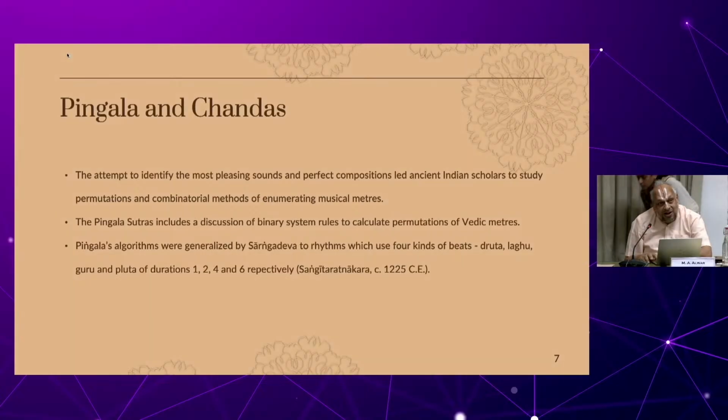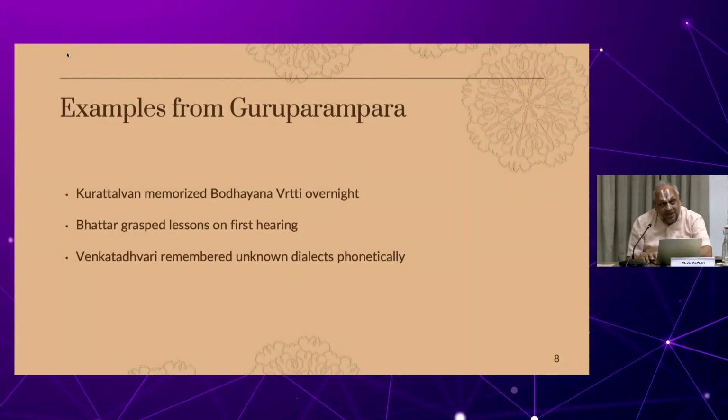The attempt to identify the most pleasing sounds and perfect compositions led ancient Indian scholars to study permutations and combinatorial methods of enumerating musical meters. The Pingala Sutras include a discussion of the binary system rules to calculate permutations of Vedic meters also. Vedic meters are quite different from the Laukika meters used by Kalidasa, Bhavabhuti, Bhasa, etc. in classical Sanskrit. Pingala's algorithms were generalized by Sharangadeva to rhythms which use 4 kinds of beats, Druta, Laghu, Guru and Pluta, of durations 1, 2, 4 and 6 respectively. This is very well documented in the Sangeeta Ratnakara.